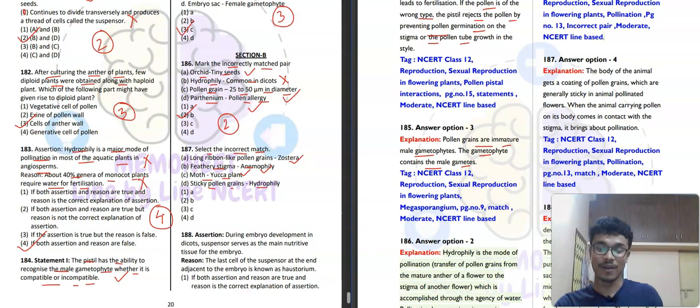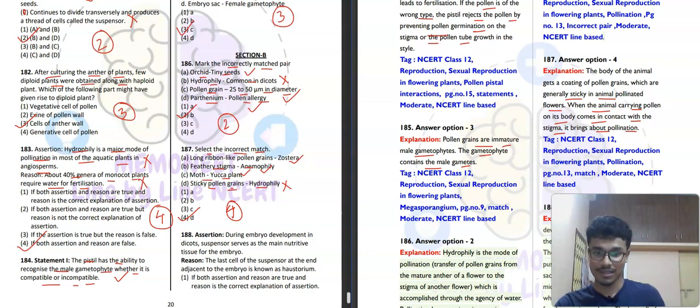Sticky pollen grain, hydrophily: no, this is not correct, because the body of the animal gets a coating of pollen grains, which are generally sticky in animal-pollinated flowers. When the animal carrying the pollen grains on its body comes in contact with the stigma, it brings about pollination. So hydrophily means pollination through water, and sticky pollen grains are not present in hydrophily. So the fourth option will be the correct answer for this question. Sticky pollen grains are present in the flowers which are pollinated by animals.